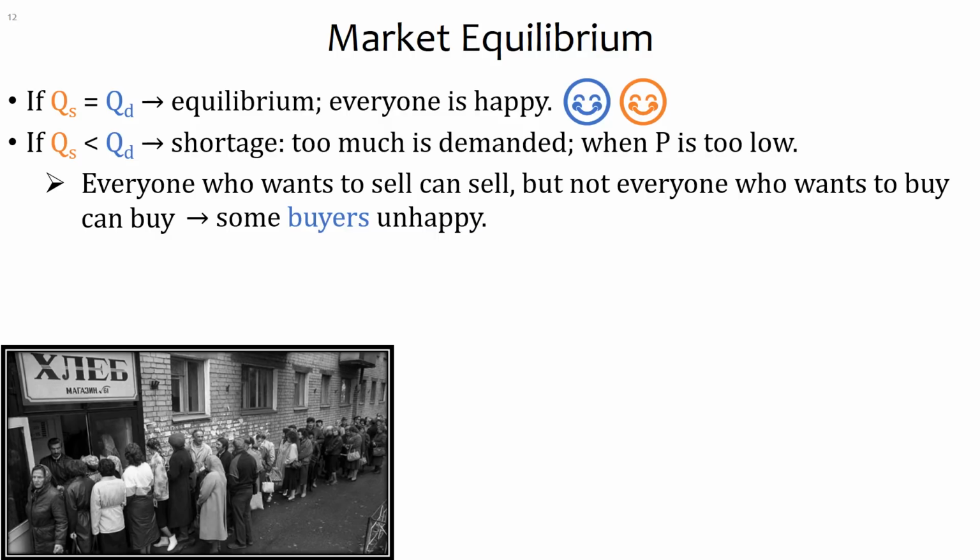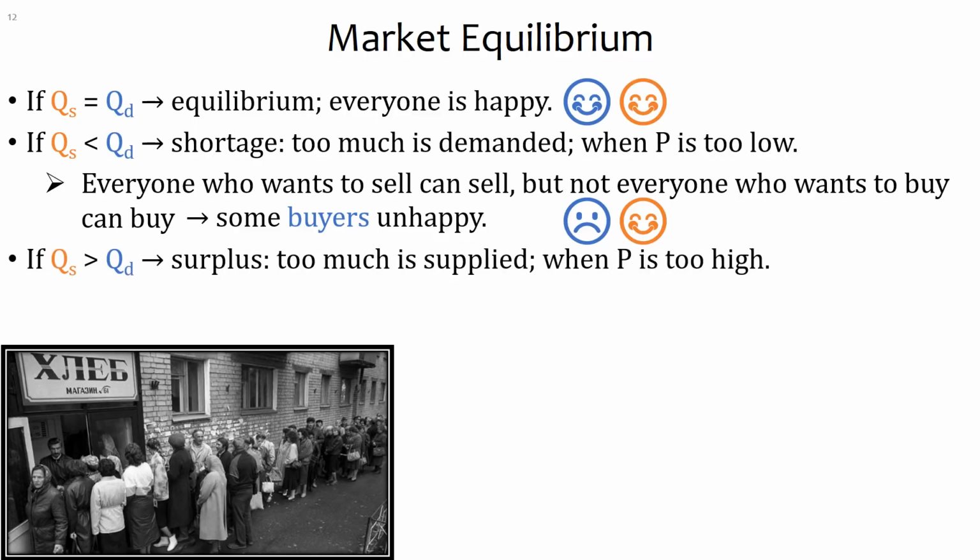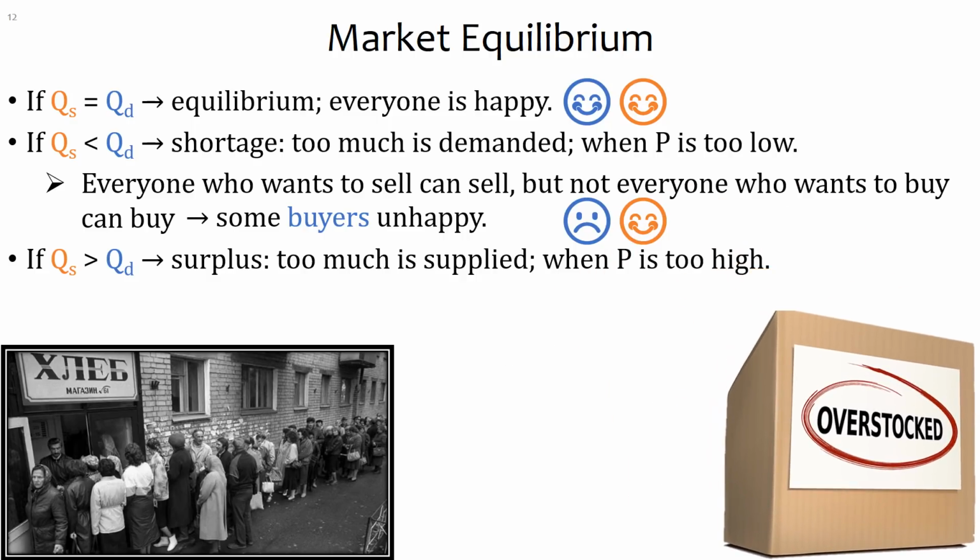Anyone who wanted to sell can sell, so the sellers don't have a problem here. It's the buyers who are unhappy in a shortage. And sometimes you have the opposite, which is a surplus, when the quantity supplied is more than the quantity demanded. Too much is supplied when the price is too high.